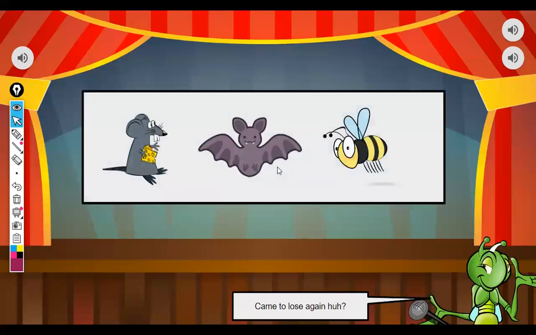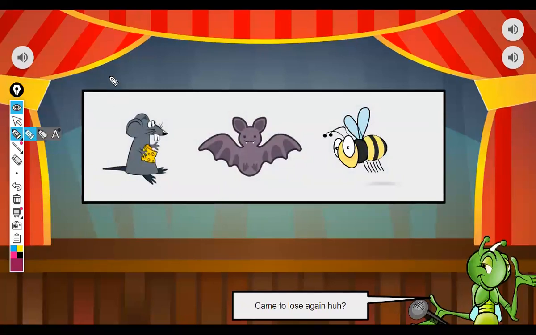All right, so let's start off with this one. I think you all know how this one goes. Choose one of the animals from the list. Let me go. I'm feeling lucky with the bee. I'm going to choose the bee.